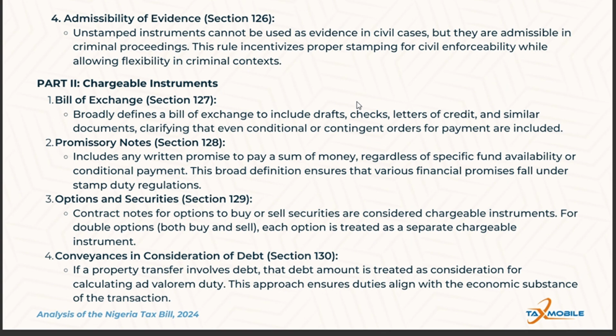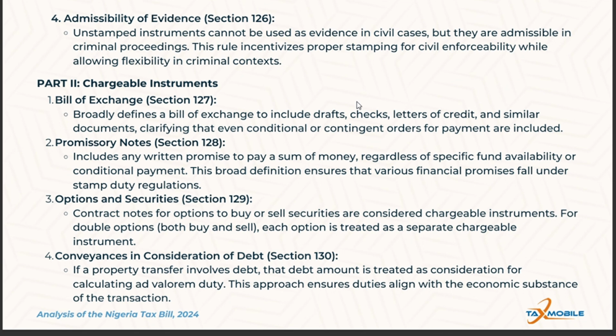So, admissibility of evidence now. Under section 126, unstamped instruments cannot be admitted as evidence in civil proceedings, incentivizing compliance. For criminal proceedings, unstamped instruments remain admissible, ensuring flexibility in prosecuting criminal cases. Now, the distinction prevents the misuse of unstamped instruments in civil disputes while maintaining flexibility for criminal justice.